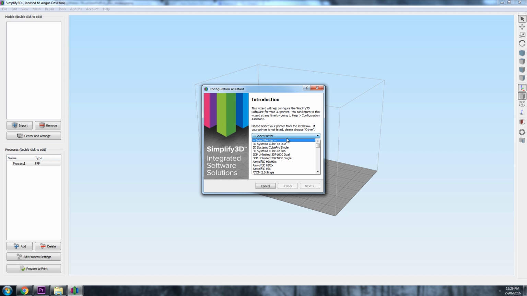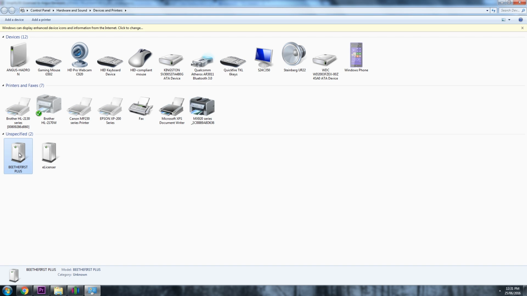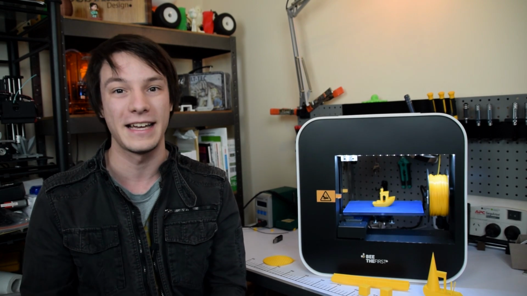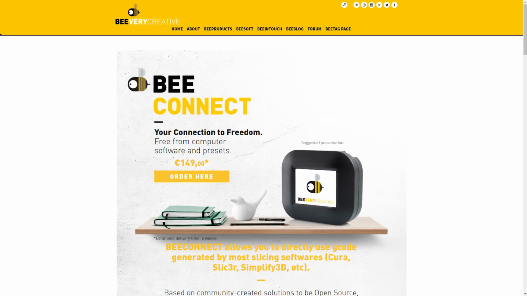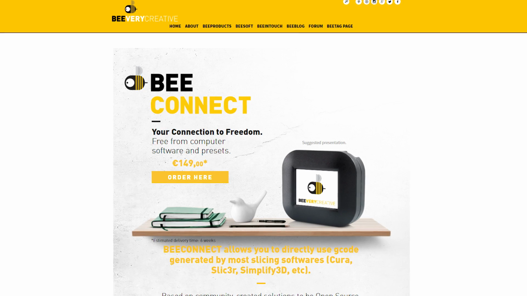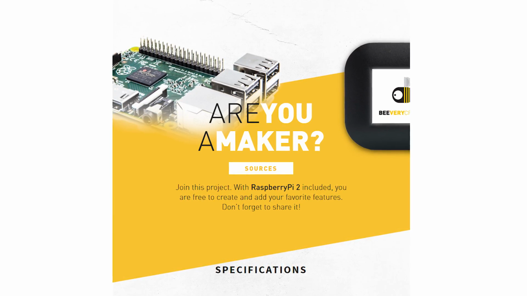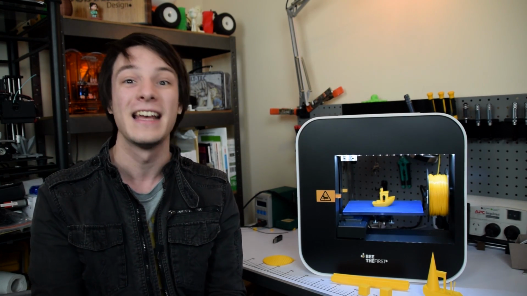Speaking of Simplify 3D, it does offer support for the original Beethefirst. However, I couldn't get the Beethefirst Plus, which is this new model, to connect. It appears it uses a different internal hardware, and as such, Simplify 3D can't identify it. It's looking for a COM port that isn't there, and therefore it can't connect. Be Very Creative sell an additional interface module called the B-Connect, which as far as I can tell is a Raspberry Pi and a screen in a fancy case for an additional 150 euros. But honestly, the fact this machine doesn't come equipped with any sort of interface of any kind at its price point is fairly ludicrous.